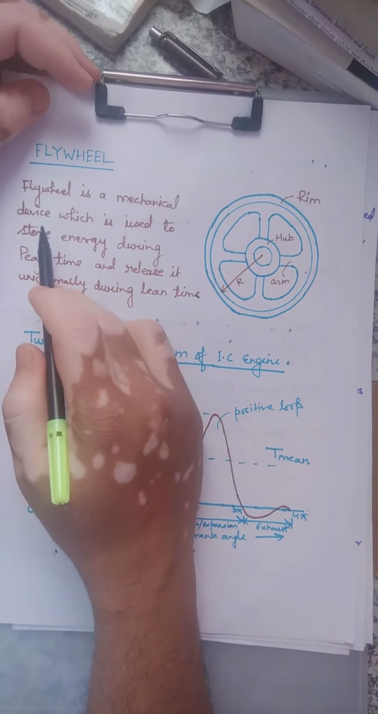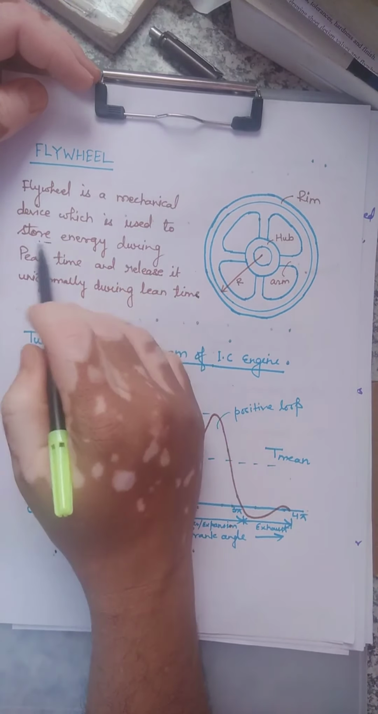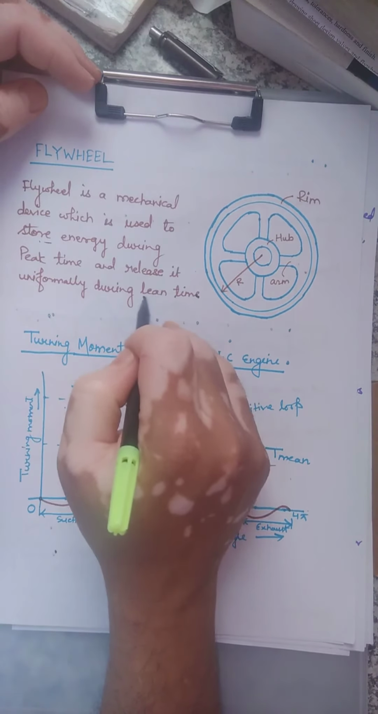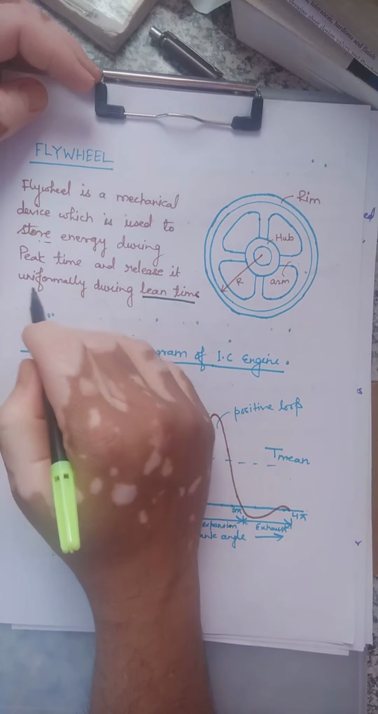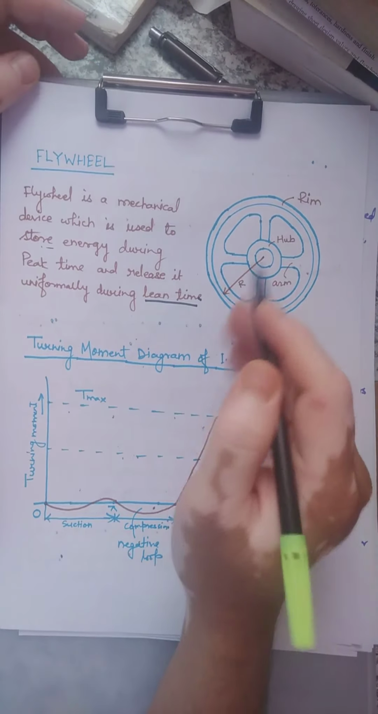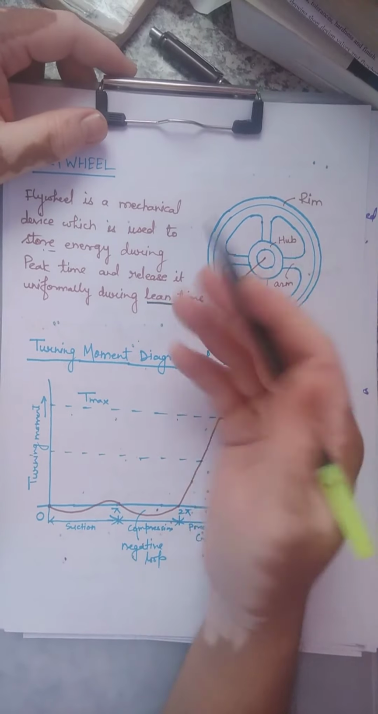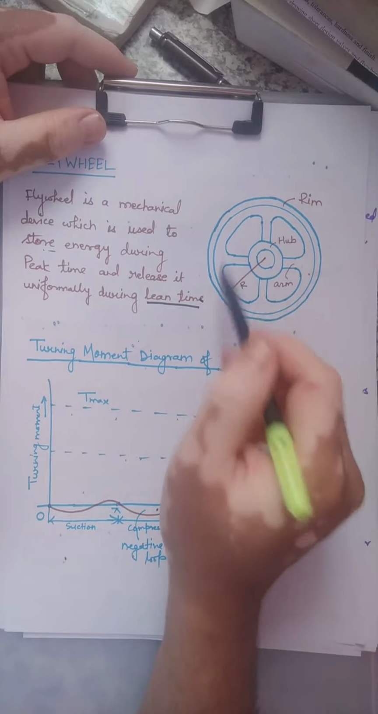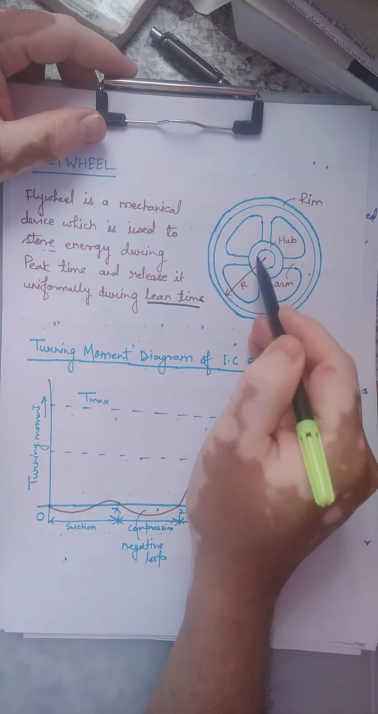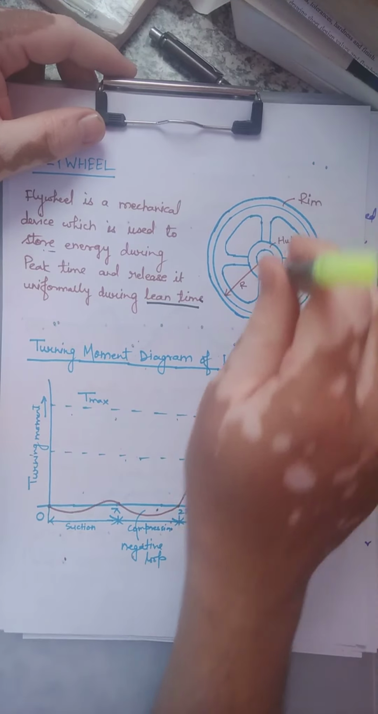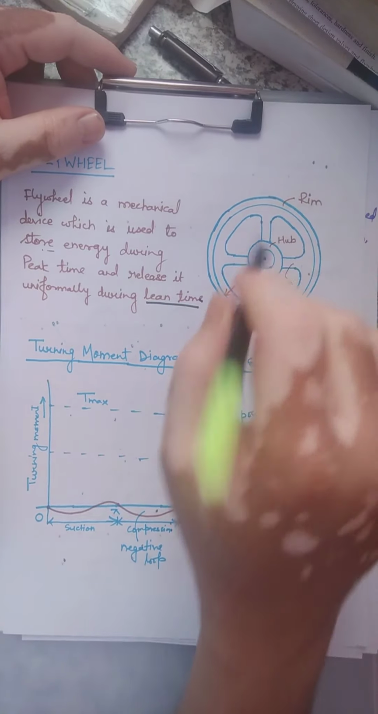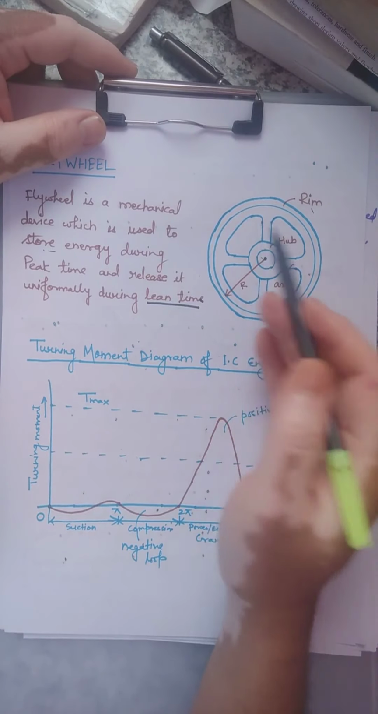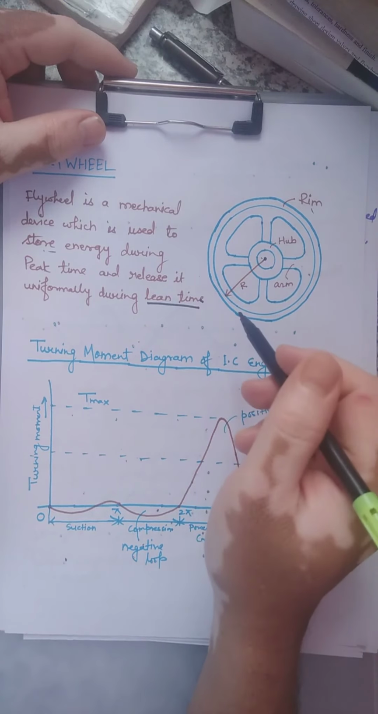So from the definition, it is a device which is used to store energy during peak time and release it uniformly during lean time. Now, flywheel can be of any shape, but generally this is the common shape of flywheel, in which the hub is there, and in this hub the shaft is attached in this way. And now this is the rim. These are the arms. So this is the general construction of flywheel.